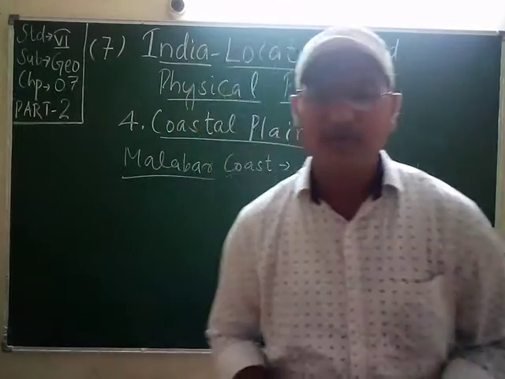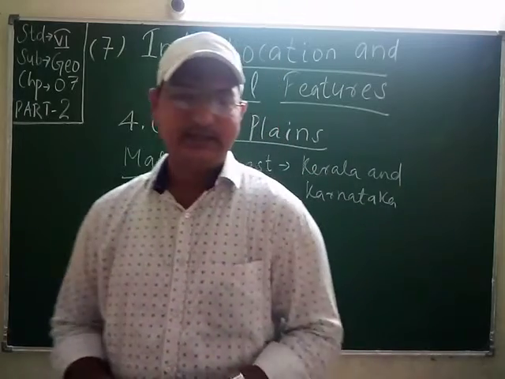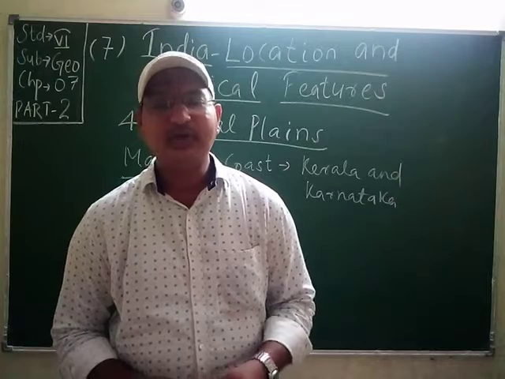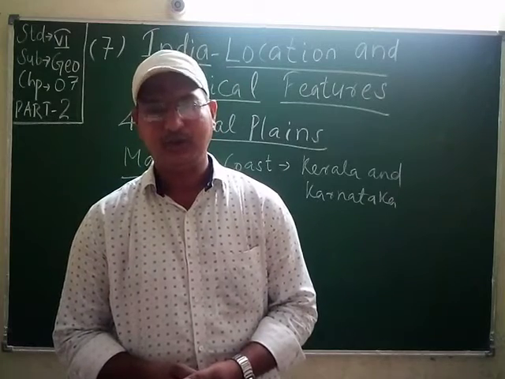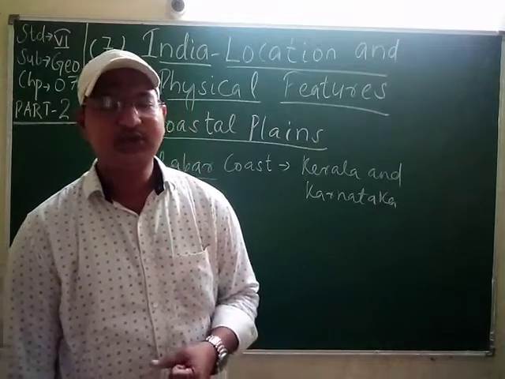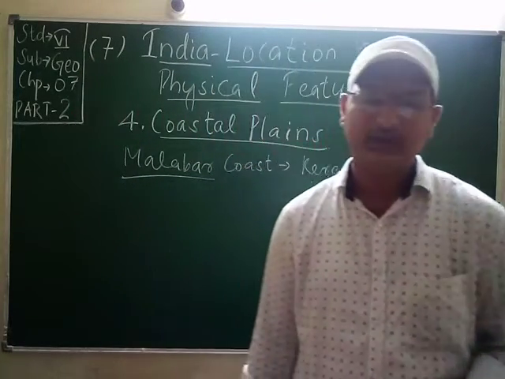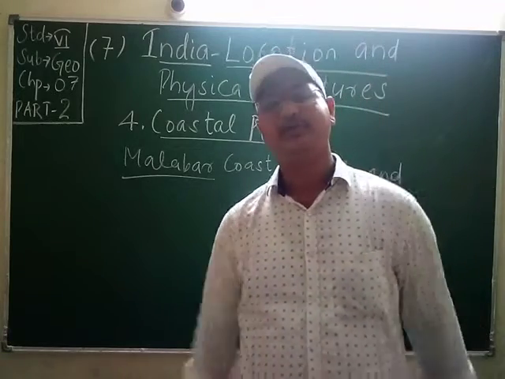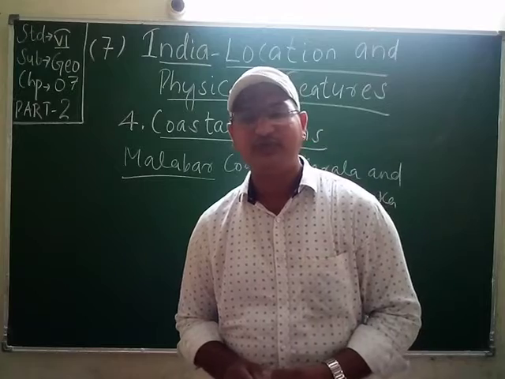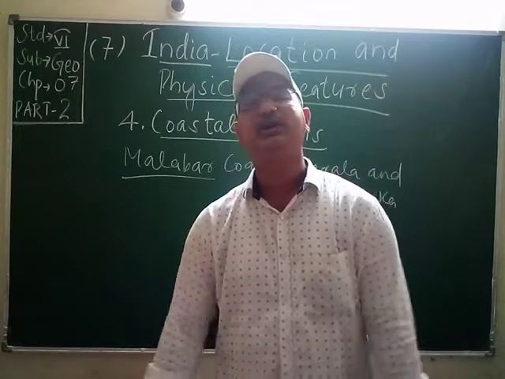To the east is a broad alluvial coastal plain of the Circars and the Coromandel. The Coromandel coast is low and sandy with no natural harbors. Artificial harbors are situated there. The land here is fertile and is used for rice cultivation. Students, if you go to South India, you can see rice cultivation in large areas.